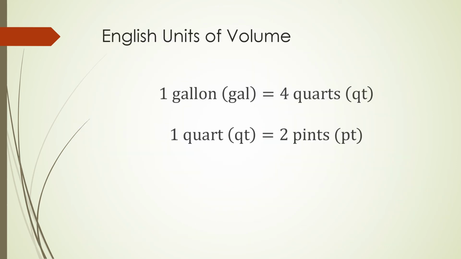Common English units for volume is a gallon. 1 gallon is equal to 4 quarts, and 1 quart is equal to 2 pints. Or in other words, 1 gallon equals 8 pints.